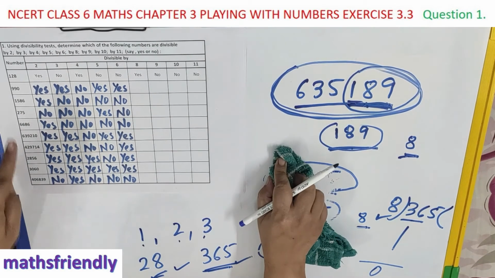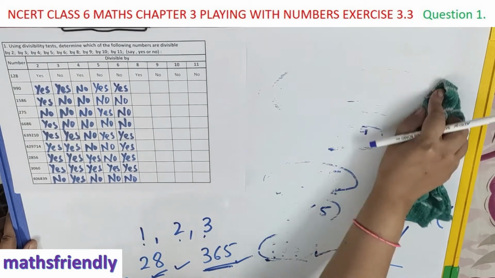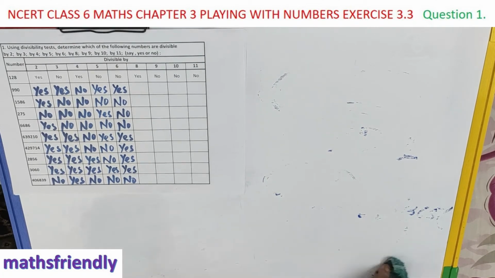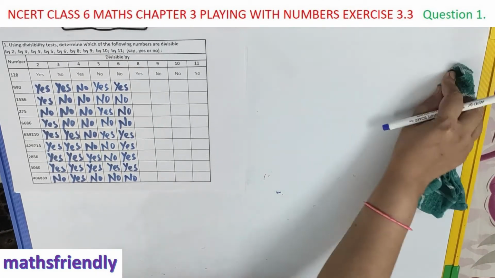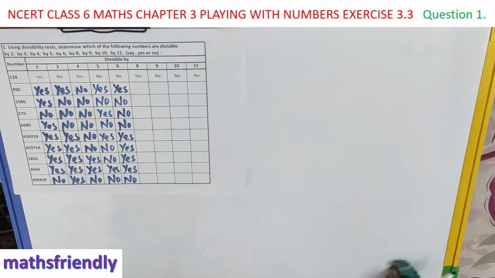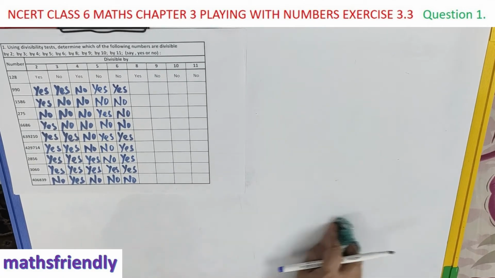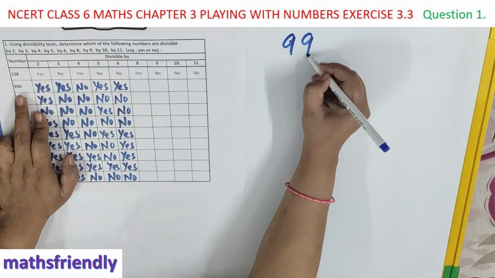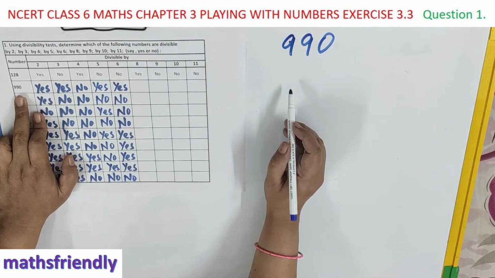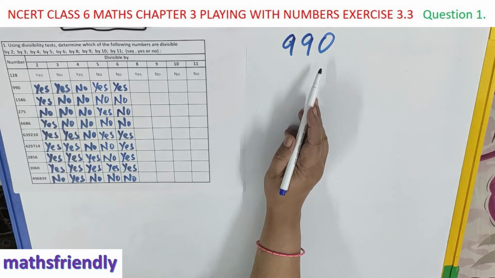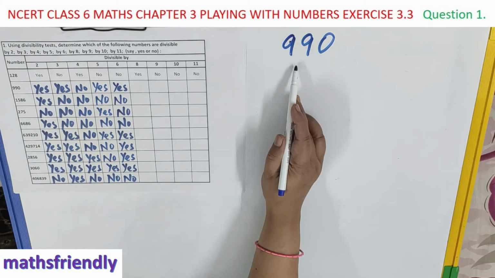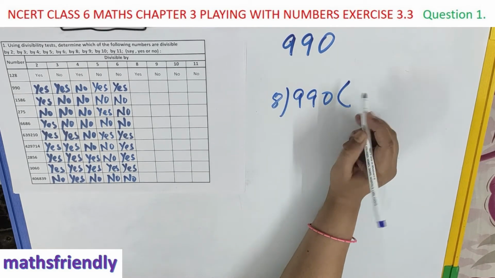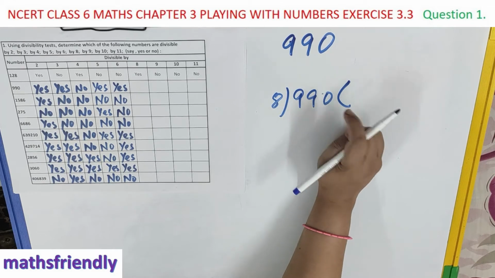So, let's do these problems. Okay, these numbers are given and we have to find whether these numbers are divisible by 8 or not. So, we will use this divisibility rule, the divisibility test, and then we will find whether the numbers are divisible by 8 or not. So, the first number is 990. It is a 3-digit number. Okay, so we have to do the actual division of this number by 8 and then check whether this number is divisible by 8 or not.